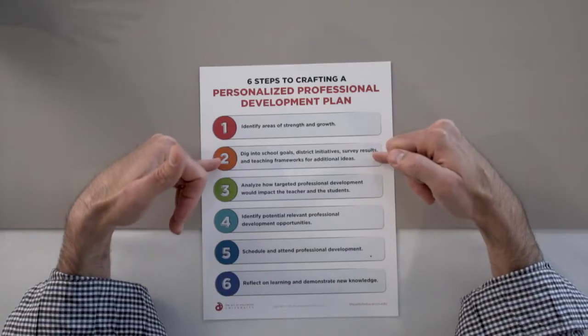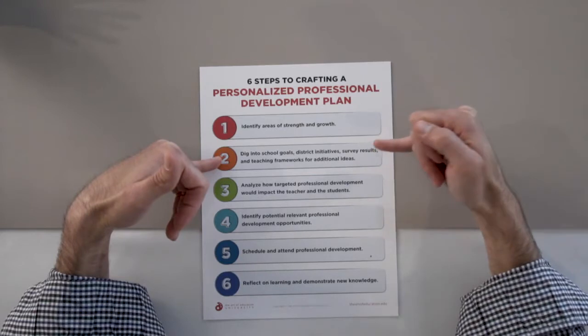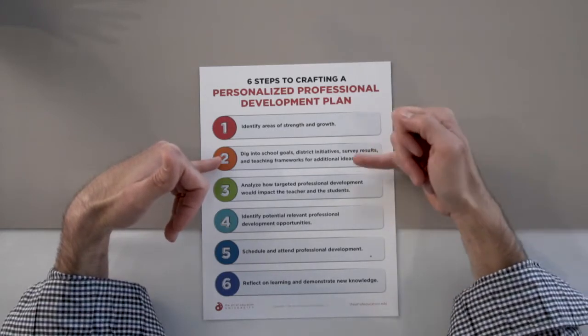So to help everybody involved, we've created 6 steps to crafting a personalized professional development plan, and some things to consider. Now, one thing that we haven't talked about yet is the importance of number 2 here, digging into school goals, district initiatives, looking at survey results and teaching frameworks. And when we think about art teachers and the art program, so often are they in the corner of the building. Let's bring the art program into the larger school goal, and let's think about what we're trying to accomplish and have them be a part of that process. Let's not leave them out.